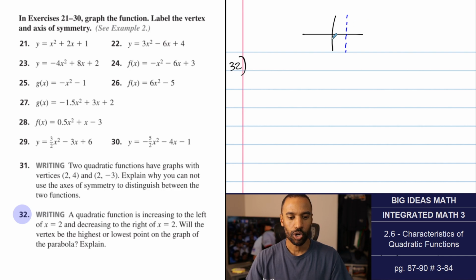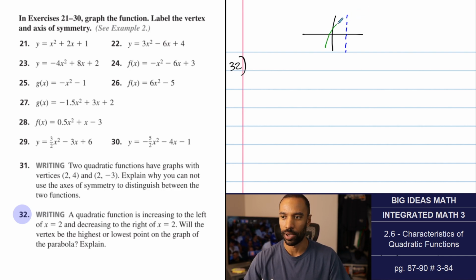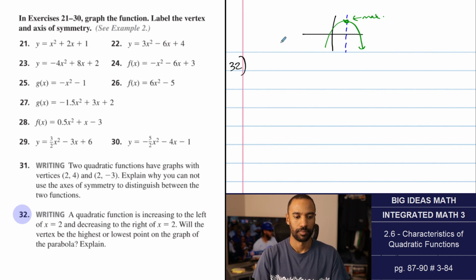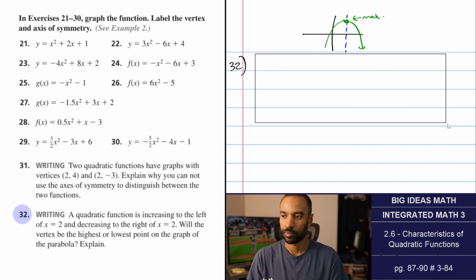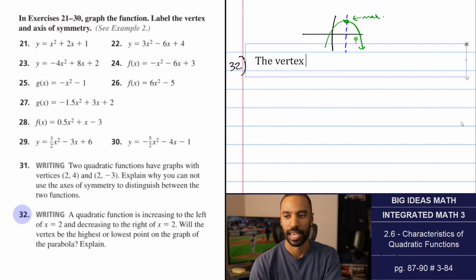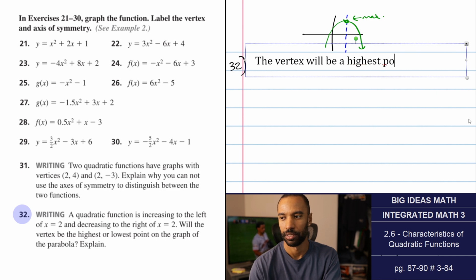So if I have x equals 2 as my axis of symmetry, and it's increasing to the left of x equals 2, my graph is increasing going here, and it's decreasing going to the right of x equals 2. That means you hit a maximum point. Will the vertex be a highest or lowest point? It'll be a highest point. The vertex will be a highest point.